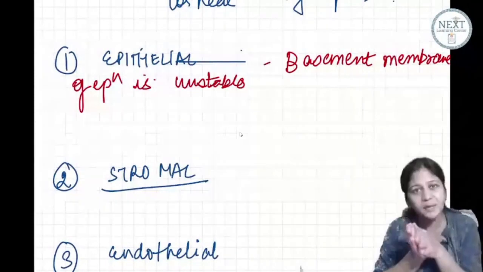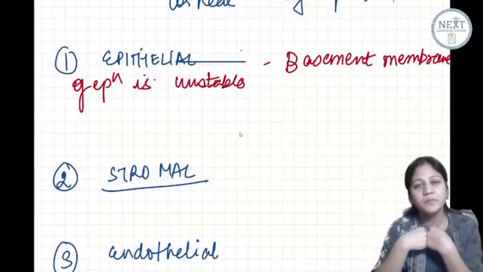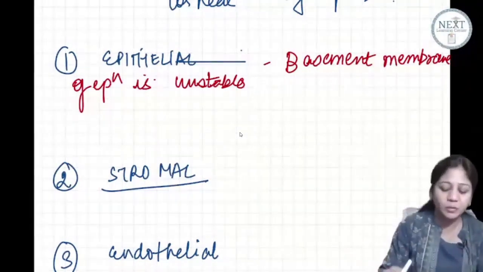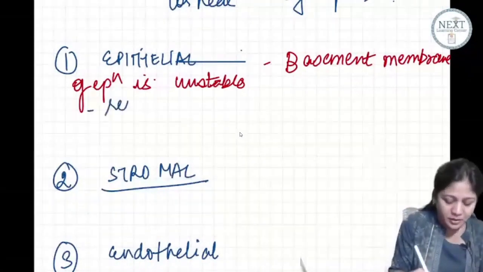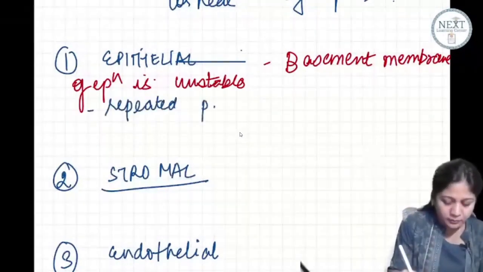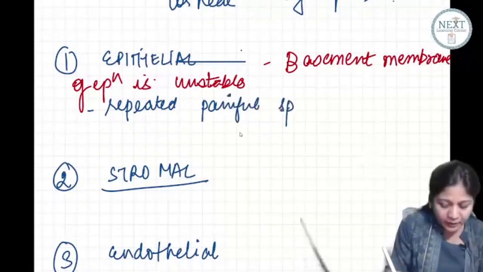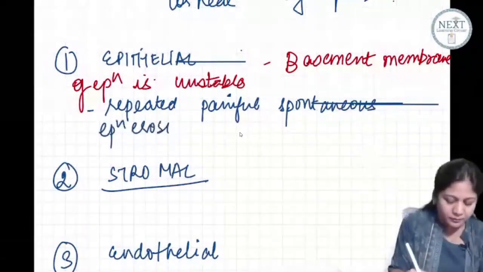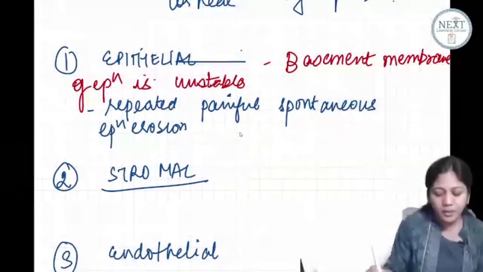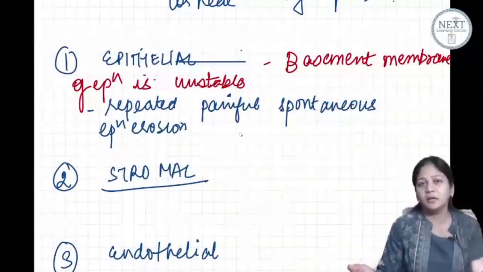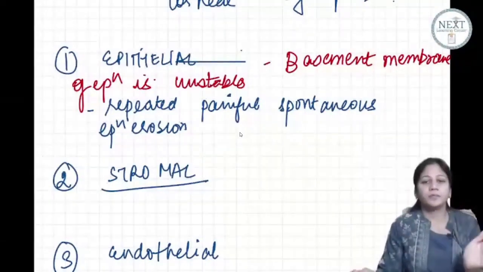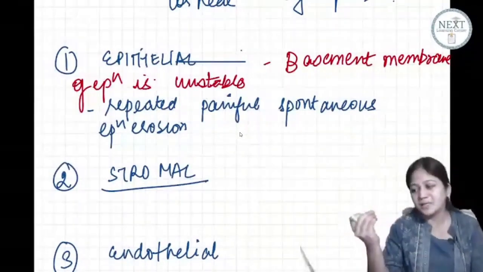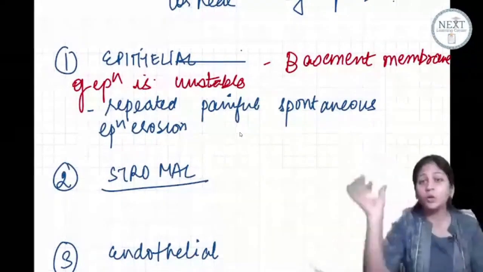Suppose that basement membrane is unstable. What would happen to the epithelium? The epithelium will get eroded on its own. Repeated erosion of the epithelium of the cornea. Okay, this is the problem. The patient will have repeated, painful, spontaneous epithelial erosion. It's a painful one. On its own, again and again, the epithelium of the cornea gets removed because the basement membrane is not stable. It is not properly attached, so that is why it erodes on its own.